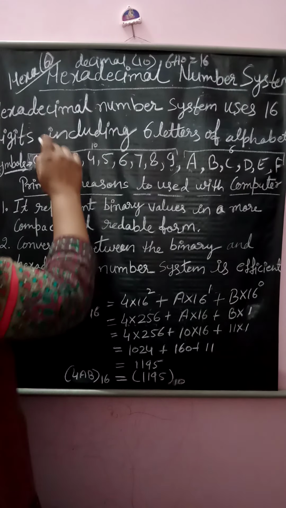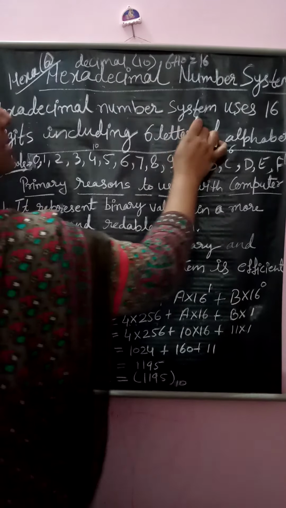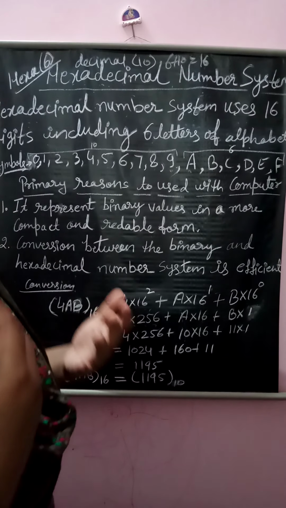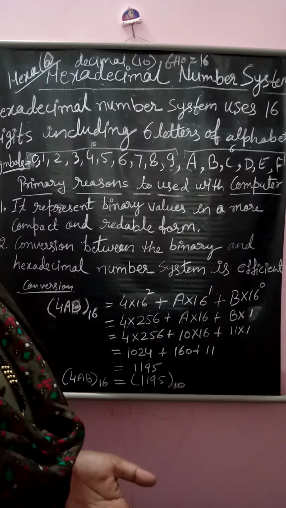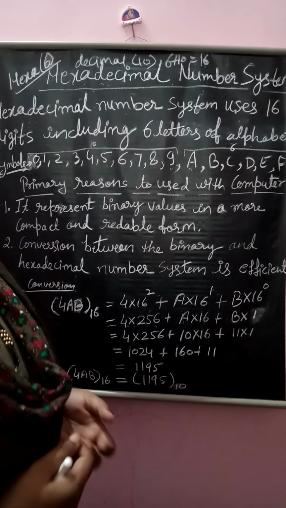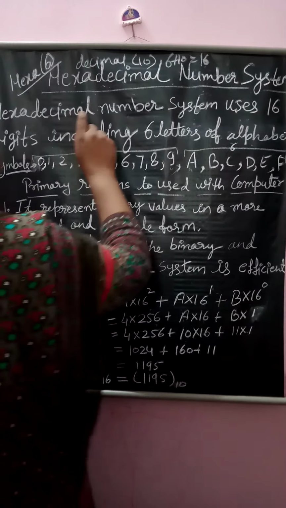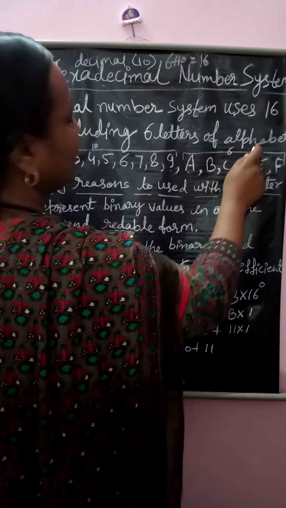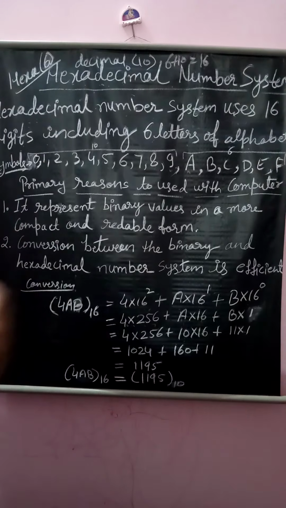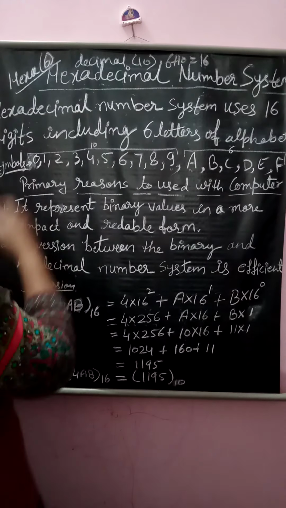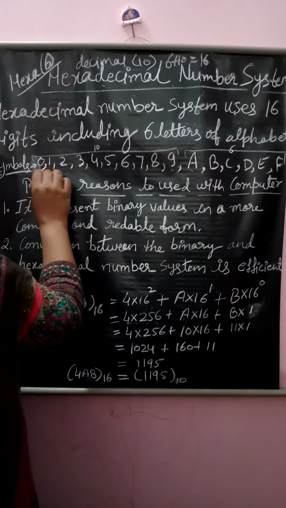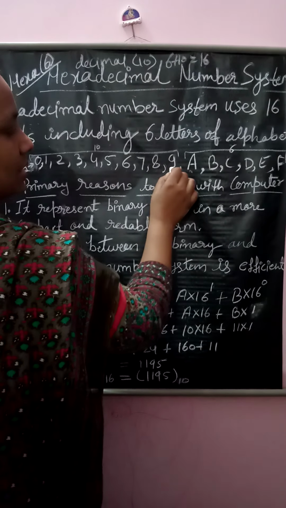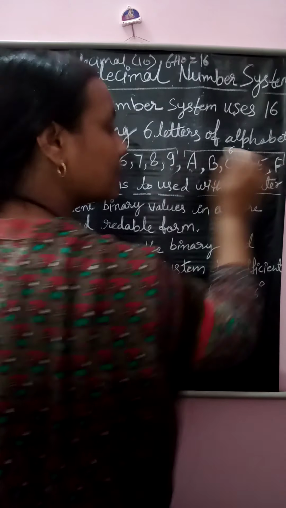So what is this hexadecimal number system? Hexadecimal number system uses 16 digits, including 6 letters of the alphabet. The symbols we are using in this hexadecimal number system are 0, 1, 2, 3, 4, 5, 6, 7, 8, 9, A, B, C, D, E and F.